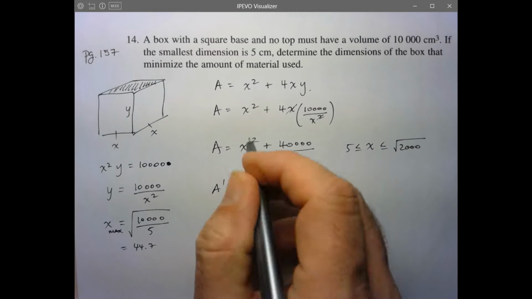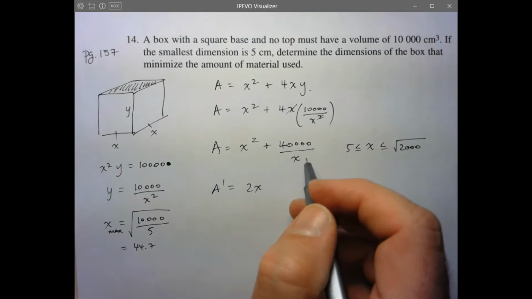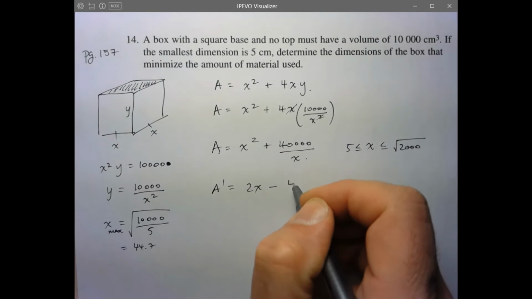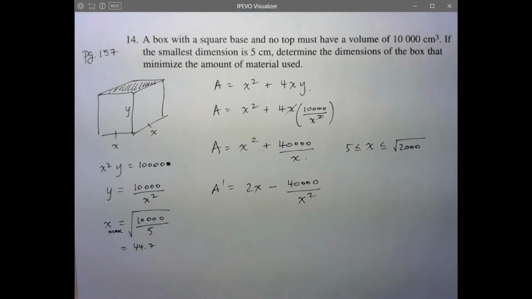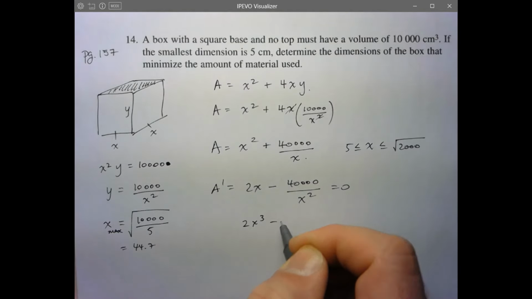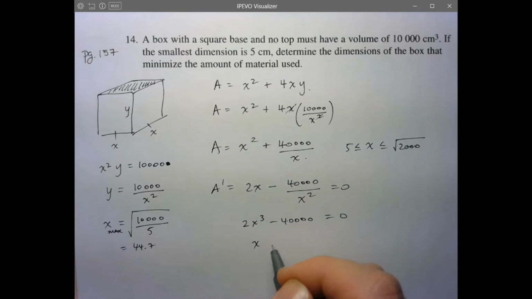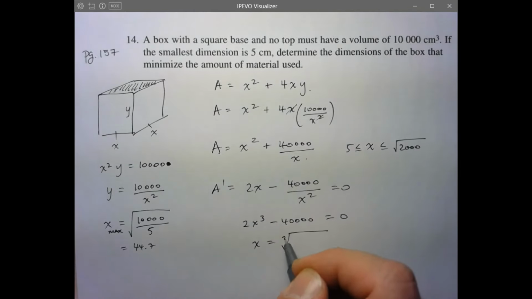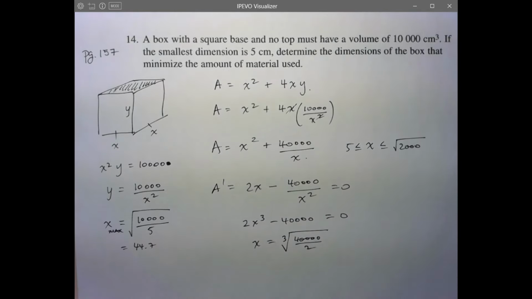Let's take the derivative. Here we have 2x, and then for 40,000 times x to the negative 1, that's going to be negative 40,000 times x to the negative 2, which goes into the denominator as x squared. We're going to make this equal to 0. So let's multiply both sides by x squared. This is going to become 2x cubed minus 40,000, and that's still equal to 0. And so x is just going to be equal to the cube root. If I bring the 40,000 to the other side, divided by 2, that's just going to be 20,000.